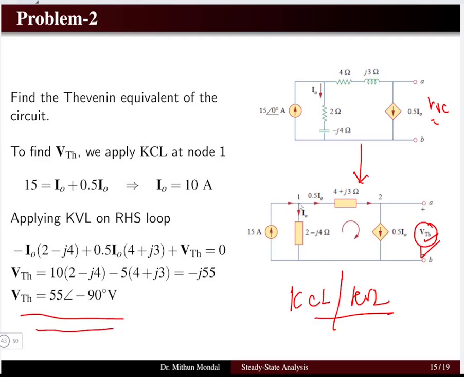At this particular junction, I can apply the KCL, and then I can apply the KVL in this particular loop. Then I can obtain the voltage Thevenin, that is the open circuit voltage. All these concepts we have discussed in detail in the DC circuit, and in AC circuit the only difference is that instead of a resistance, you have to operate with impedance.